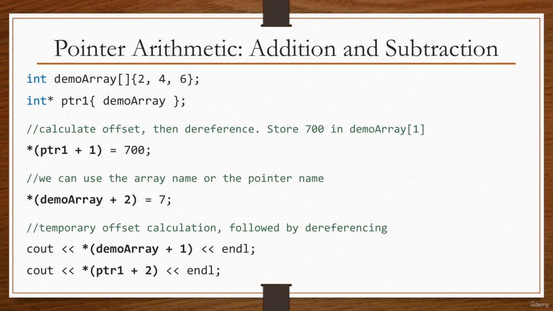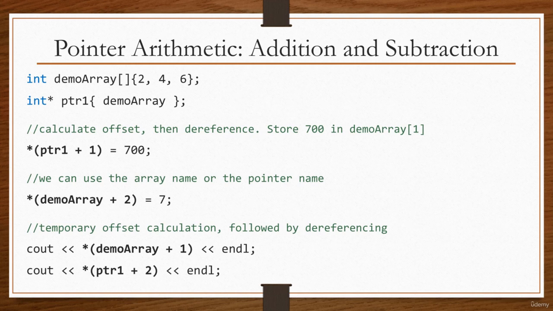Then we can also do this with the array name, so either with the array name or the pointer name, since the array name in this context is going to return a constant pointer as well. So we can do demo array plus 2, for example. That is going to calculate the offset and return a pointer to that address in memory, which we then dereference, and we assign 7 to that. And then we can do a similar thing when we want to do console output.